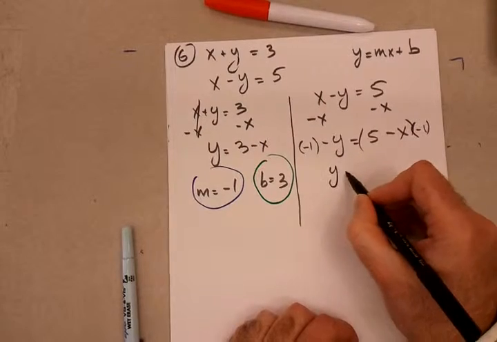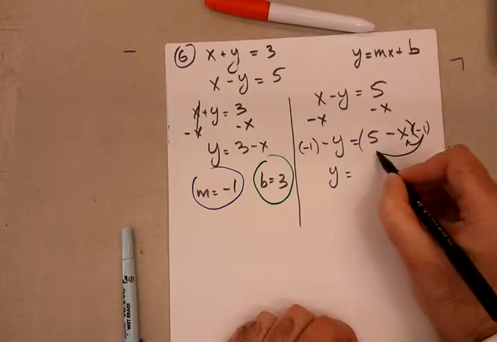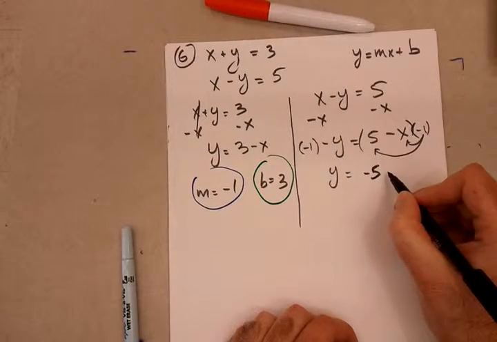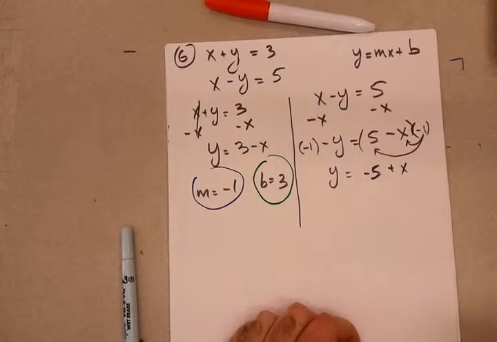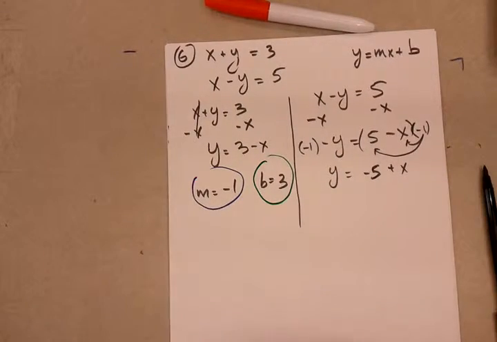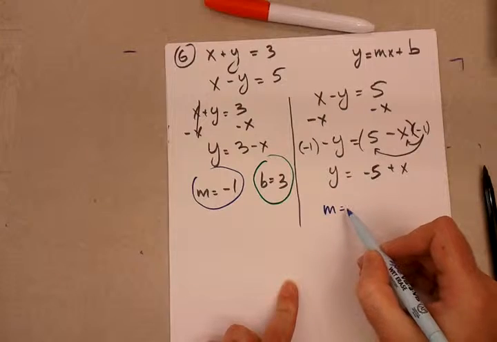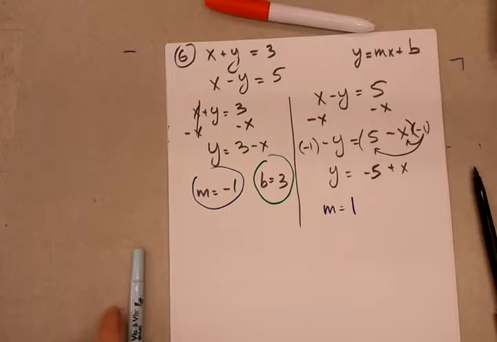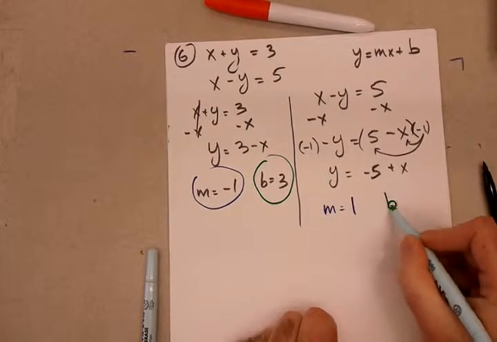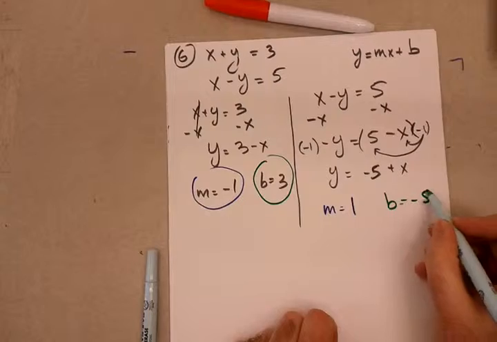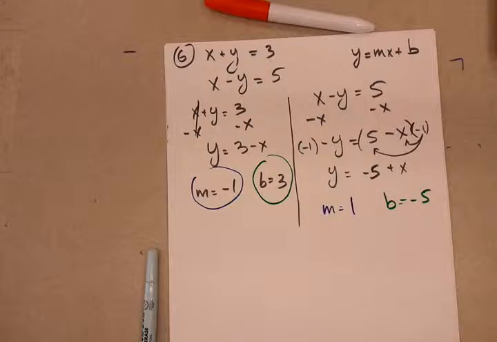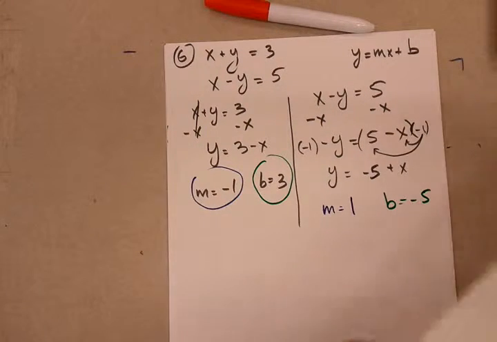So here it becomes a positive y. Here I have to distribute that negative to both members of the parenthesis. So -5 plus x. Again, my slope is whatever is next to the x, and that's a 1. And my intercept is whatever is all by itself, which is -5. Now that I have the slope and intercept for each equation, I can graph them, and that is precisely what I'm going to do next.